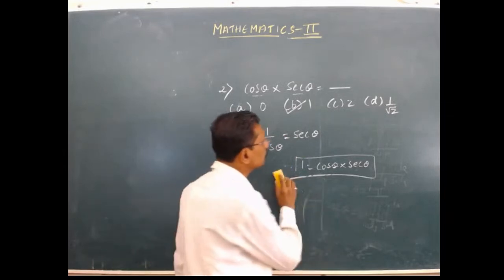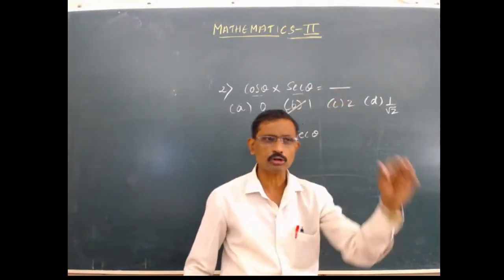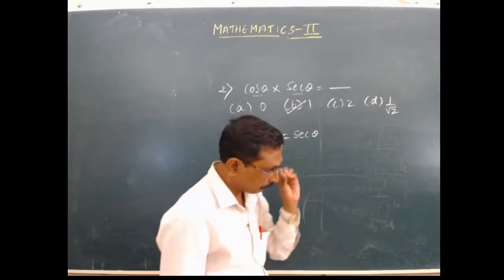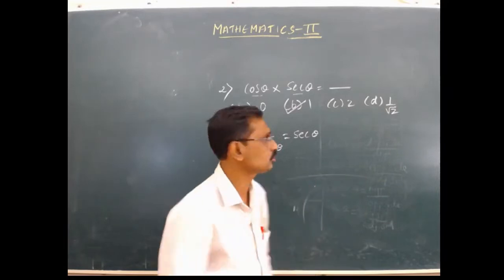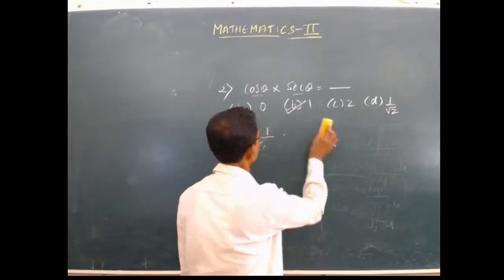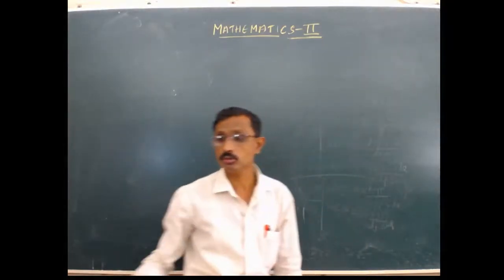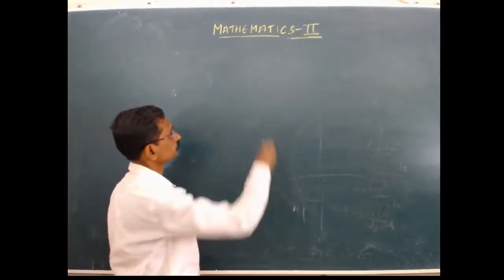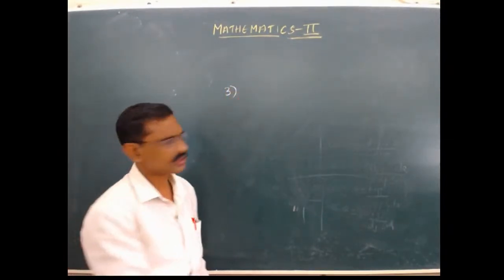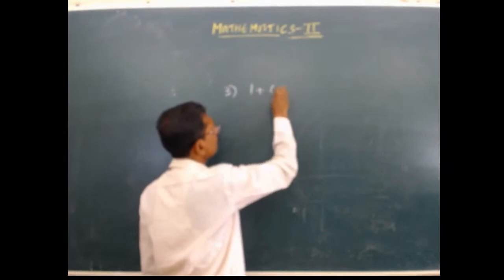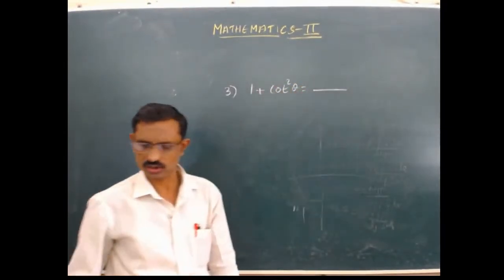Let's move to the third question because we have got a variety of identities. We are going to solve each and every part of this identity and try to find out the maximum MCQs from trigonometry. Let's move on to the third one. What does the third one say to me? Third one says 1 plus cot square theta is equal to how much?